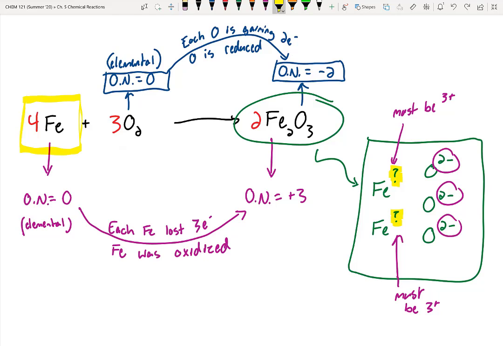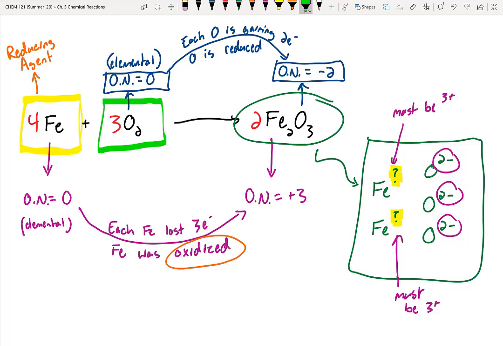Okay, now let's do the last part. This reagent, the iron, was it acting as the oxidizing agent or the reducing agent? Reducing. Reducing agent, right? Because it got oxidized in the process, it must be flip-flopped, and we'd say that this is going to be the reducing agent. And then over here, this must be opposite, right? Because it contains the atom that was reduced, we can say that this must be the oxidizing agent.